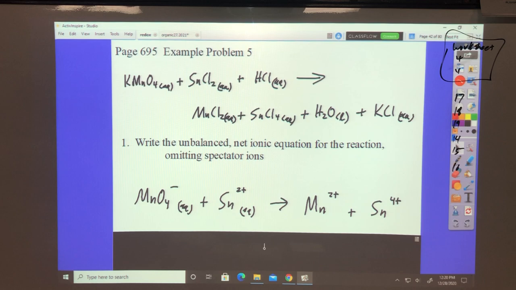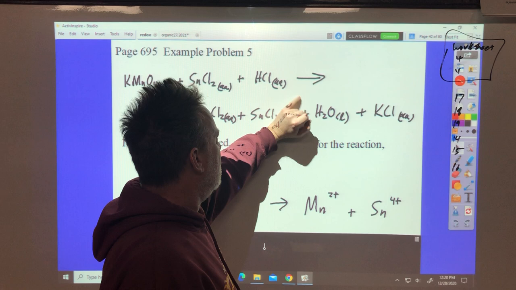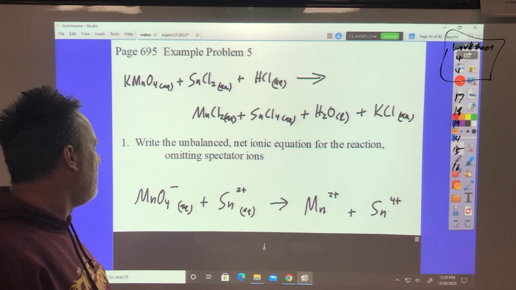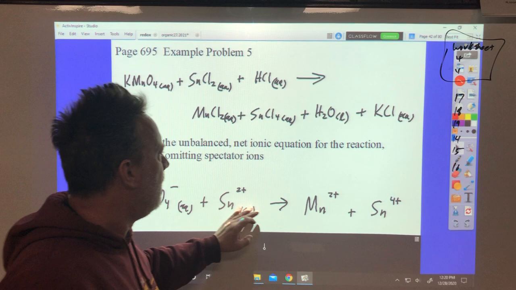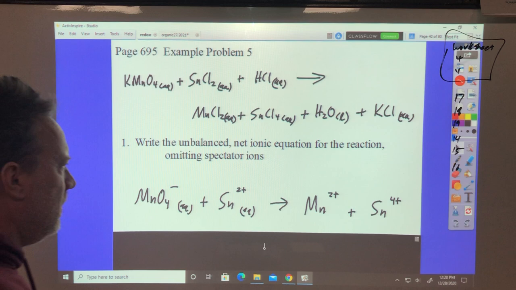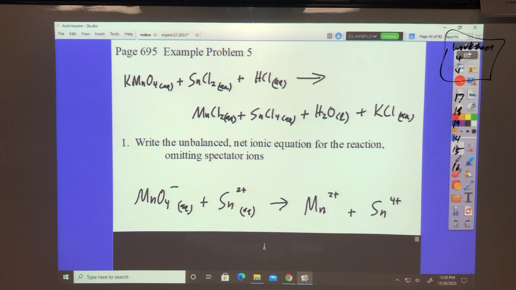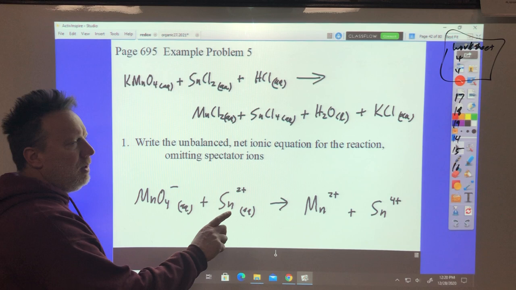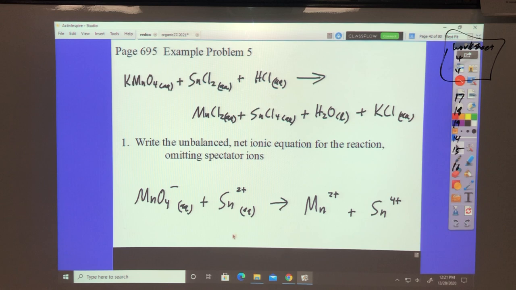So if I take my chloride ions out, I have an H+ and an H2O. This is stuff we can add when we know we have an acid environment, so I can leave that out right now and focus only on what's changing. So I've got a permanganate ion, MnO4-, and a tin ion, Sn2+, and a manganese Mn2+ ion, and a tin Sn4+ ion. That's our unbalanced net ionic equation for the reaction with our spectator ions omitted. Granted, with this half reaction method, this is a little hard to come up with. That's one of the things that makes it a harder step. Okay, let's go to the next step.